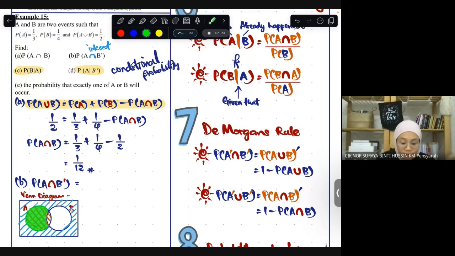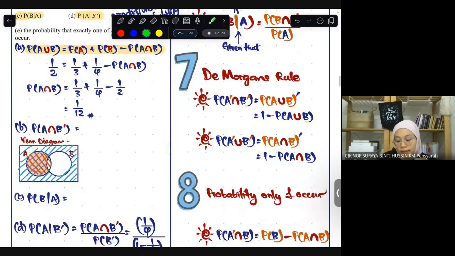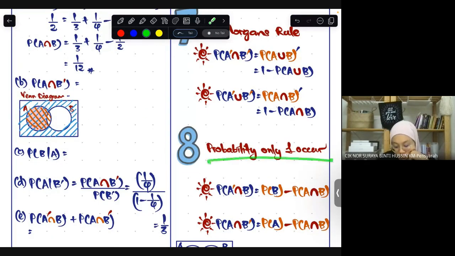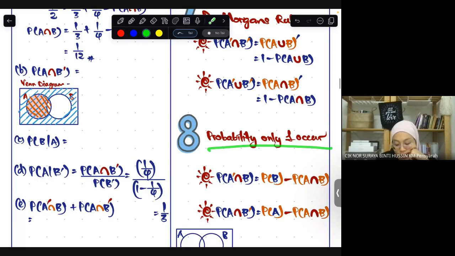And there is a formula for that, and it's easy. It is just the probability of A minus with its intersection A intersect B. That's it. These are the formula that you can look at the number 8 down here. Probability that only one occur. Ni yang kita tengah cuba buat ni. Inilah formula dia. Can you see that?